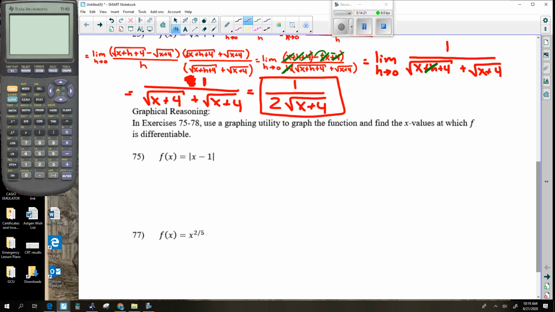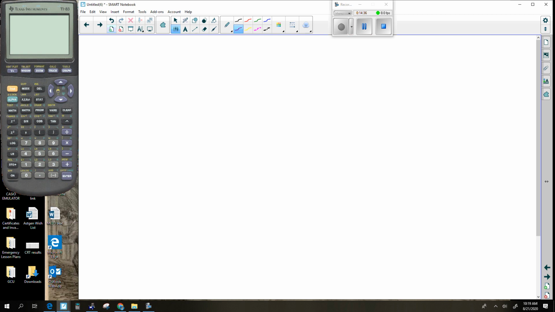Okay, use a graphing utility to graph the function and find the x values at which f is differentiable. What this section is dealing with is that to be differentiable, in essence, means it's smooth. It's differentiable all along this smooth path right here. If it's smooth, it's good. If it's herky-jerky, it's not.